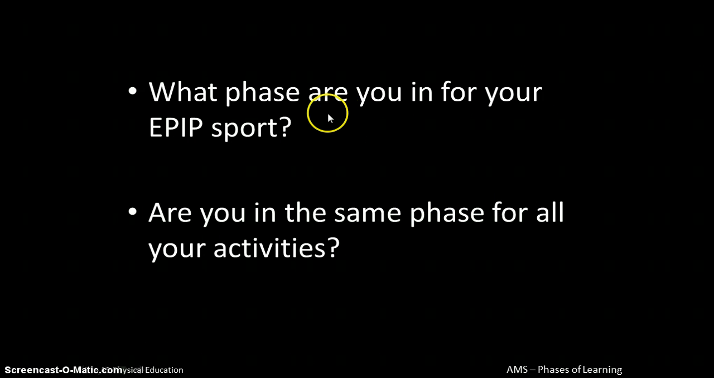So what phase of learning are you in for your EPIP sport? Just something for you to think about. It could be certain skills you're in different phases of learning. And as I said, you're not necessarily in the same phase of learning for all activities. So it could be that your preferred sport, if it's netball or volleyball, you're perhaps associative or maybe even autonomous. But in your second sport, badminton, maybe you're a cognitive learner. You're still very much in that beginning phase. So you need to appreciate that you might be in different phases of learning for different sports or different skills.